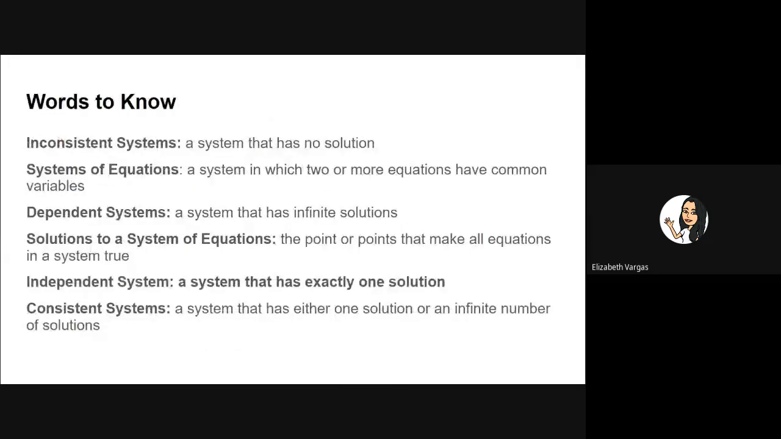Okay? Here are different words to know. We looked at inconsistent systems, systems of equations, dependent systems, solutions to a system of equations, independent systems, and consistent systems. So we looked at all these different terms today. Any questions about any of these terms that we've looked at?